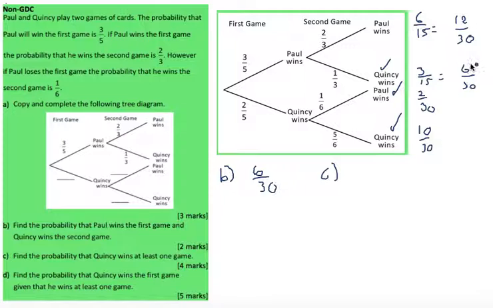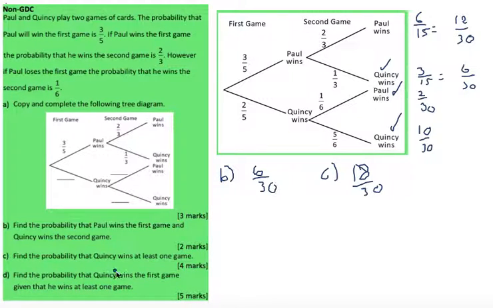So I want to do this, or this, or this. And the rule for or is to add up. So I'm going to add these up to give me 8. And it gives me 18/30. Again, I'm not going to simplify. Now, the next one, worth 5 marks.